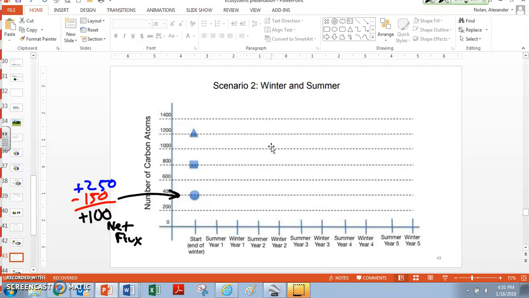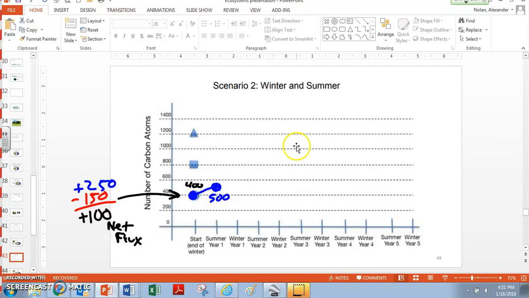So what that means is that I'm starting at 400, and if I add 100 to that, that's going to give me 500. And so for summer, I should have my new mass right here at 500. So that deals with our organic carbon.